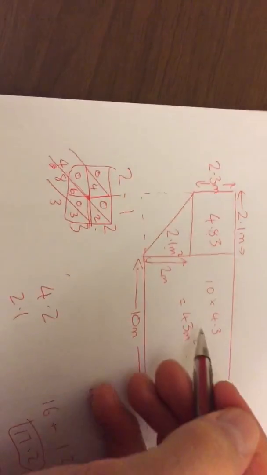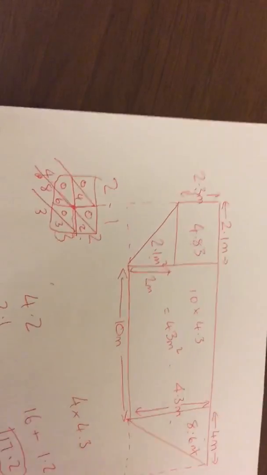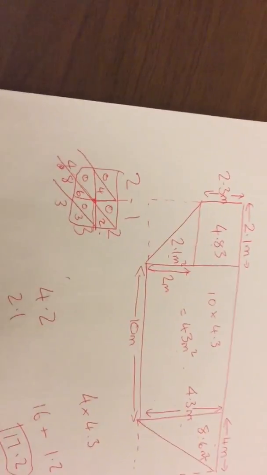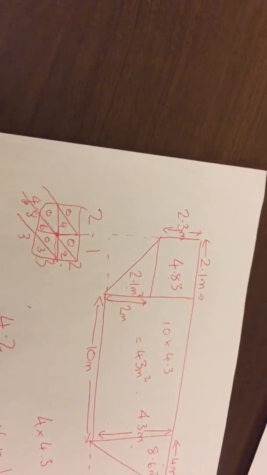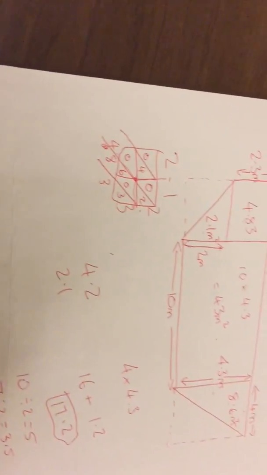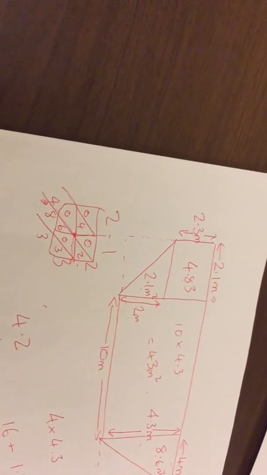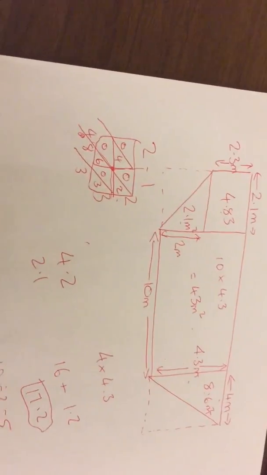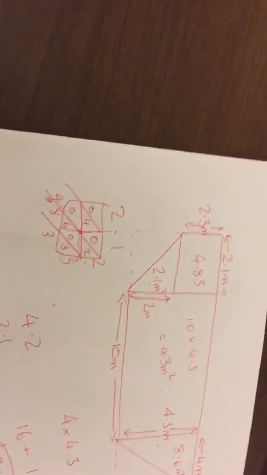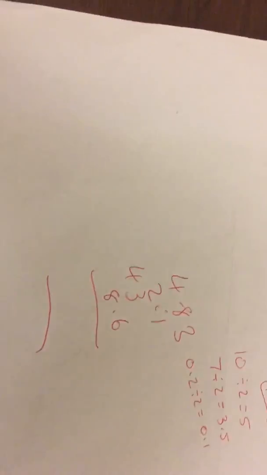And add all your pieces together and you'll get the answer. So 4.83, 2.1, and do that on the calculator, 43 and 8.6, and that'll give you your final answer.